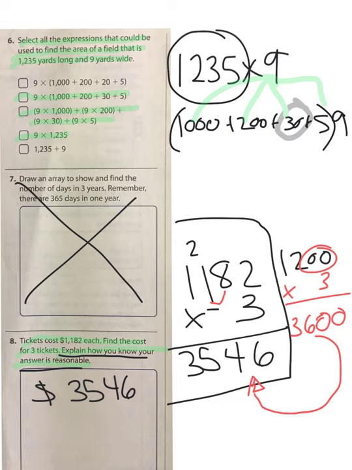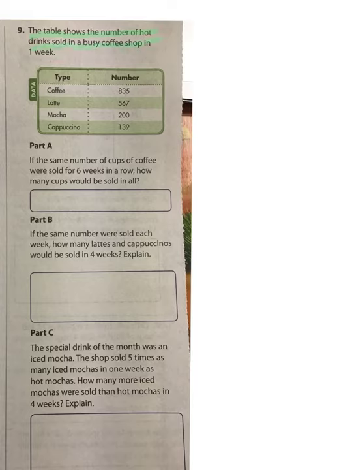Number 9. The table shows the number of hot drinks sold in a busy coffee shop in 1 week. Here is the table we're going to be looking at. Part A. If the same number of cups of coffee were sold for 6 weeks in a row, how many cups would be sold in all? So right now, we are just going to look at coffee. And we have 835 cups of coffee sold in 1 week.